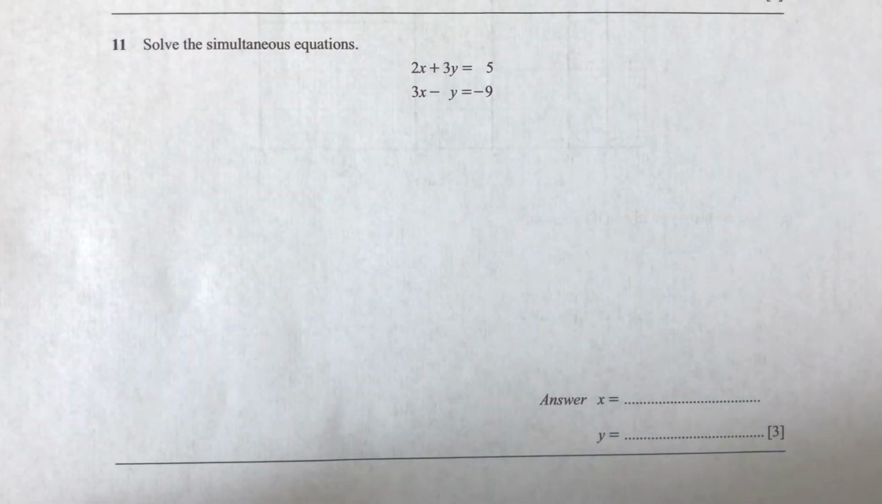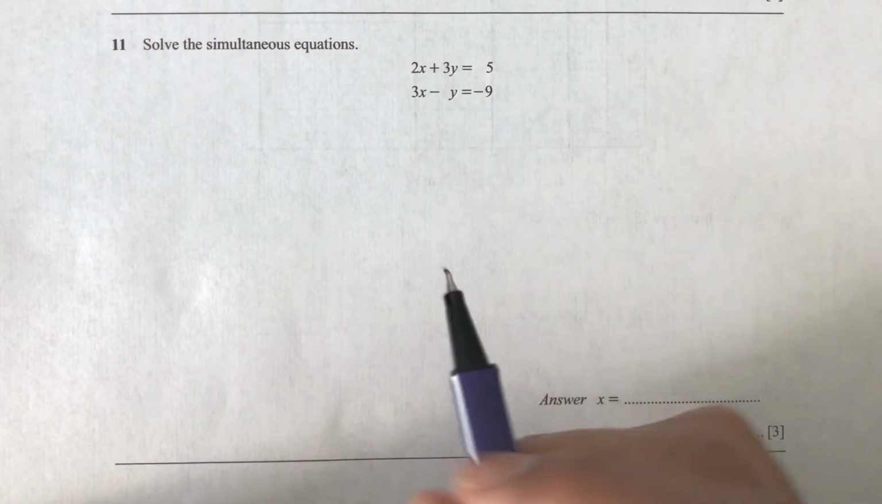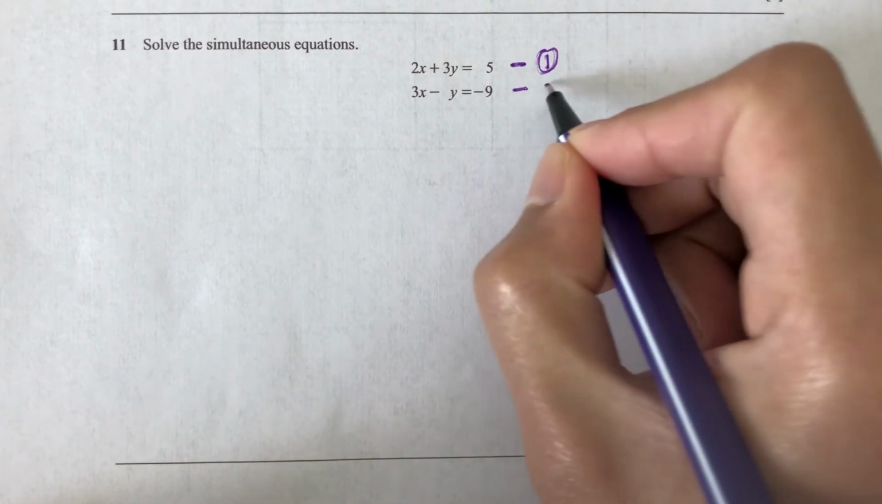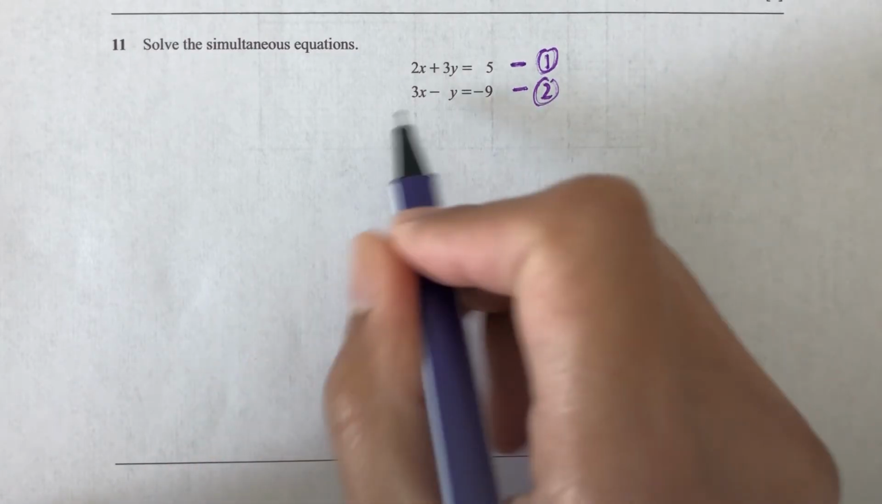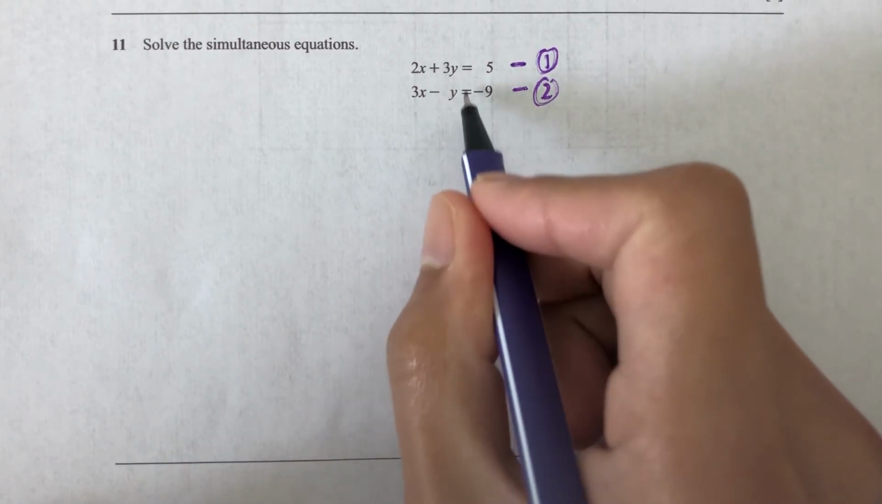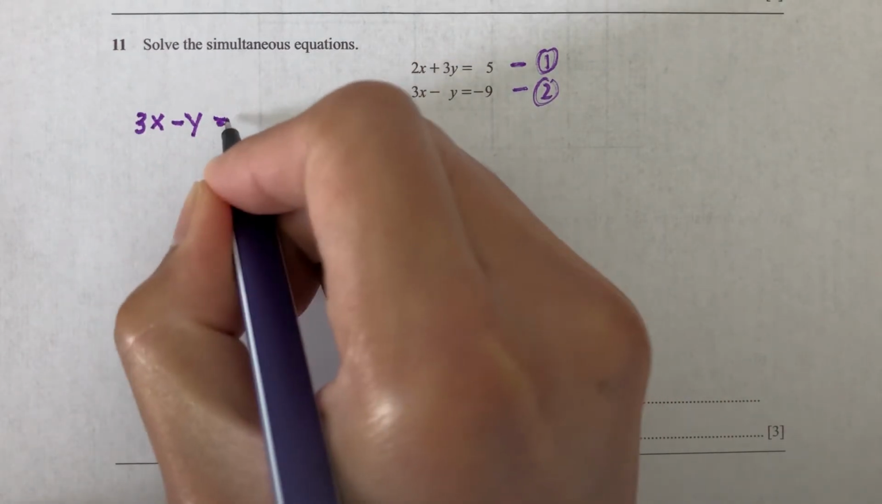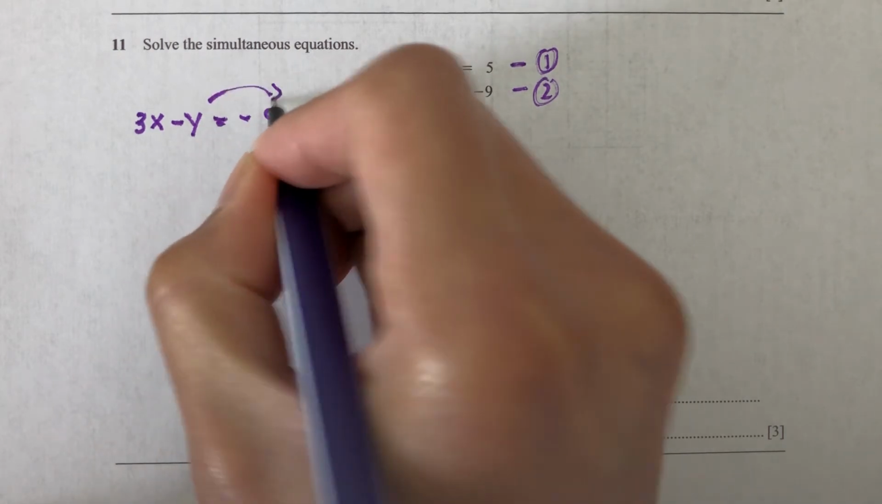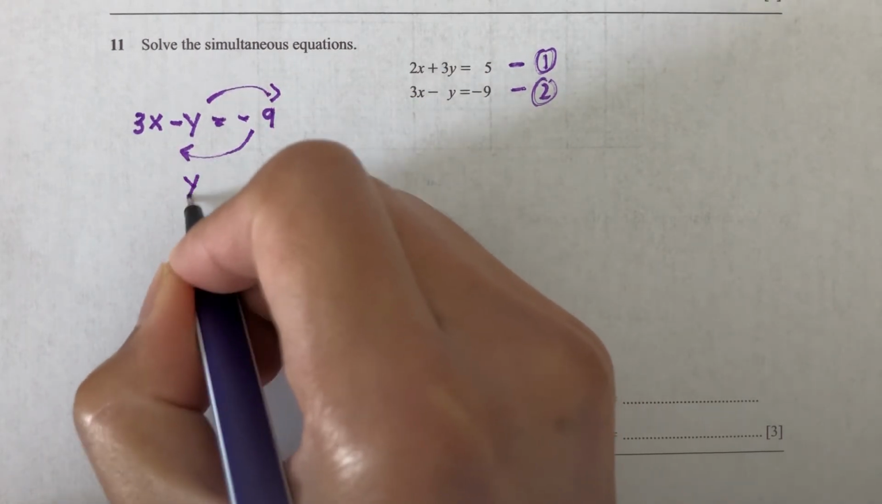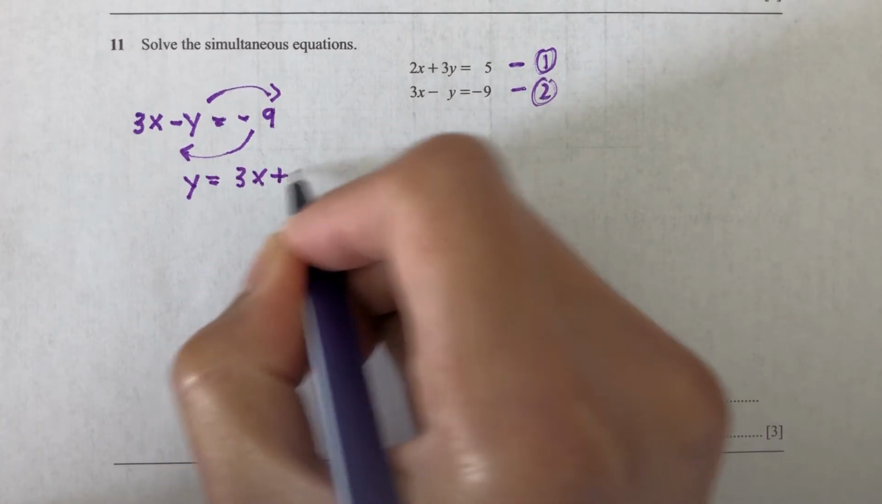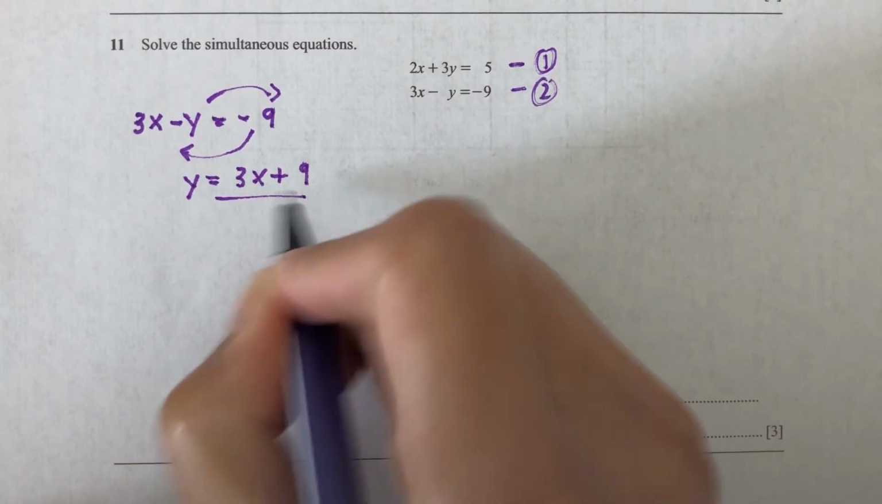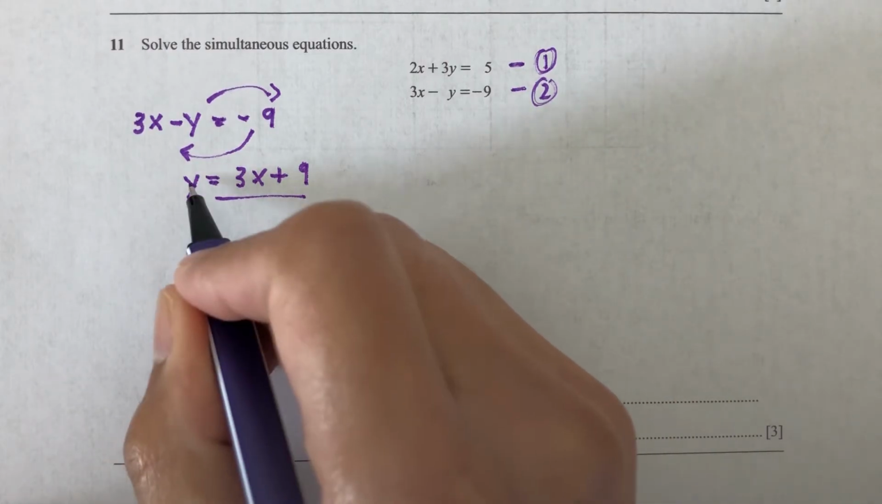Question number 11. Solve the simultaneous equations. So we have 2x plus 3y equal to 5. Now we have 3x minus y equal to minus 9. So equation number 1 and equation number 2. So I will first go to equation number 2 and make y the subject. So here we have 3x minus y equal to minus 9. So we bring y here and we bring this number here. So y is equal to 3x plus 9. So that's y. So now we replace this y in the first equation.